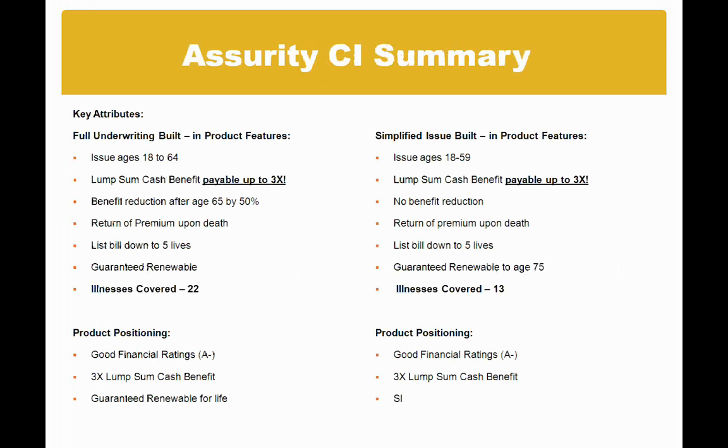So, in summary, both are great options. I see a lot of people even going with the full underwriting down to $50,000. It's still a great plan, and the premiums are really competitive in that $50,000 to $100,000 range with the fully underwritten plans. We have it approved in most states, so give us a call, and we can go over these with you. Like I mentioned before, strong company rating, and the 3 times lump sum cash benefit.